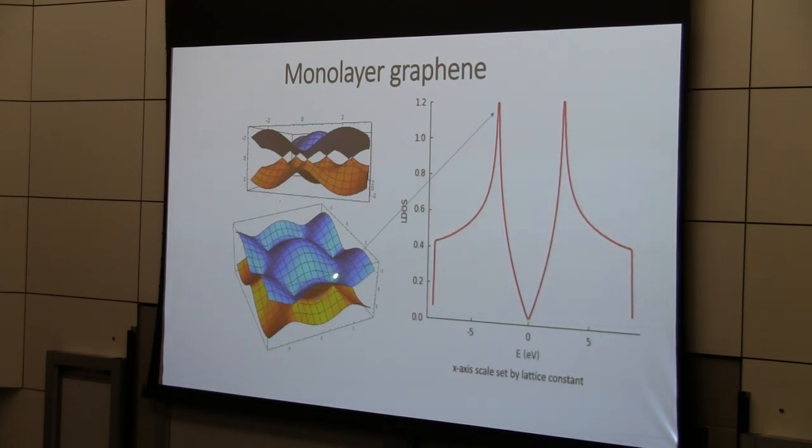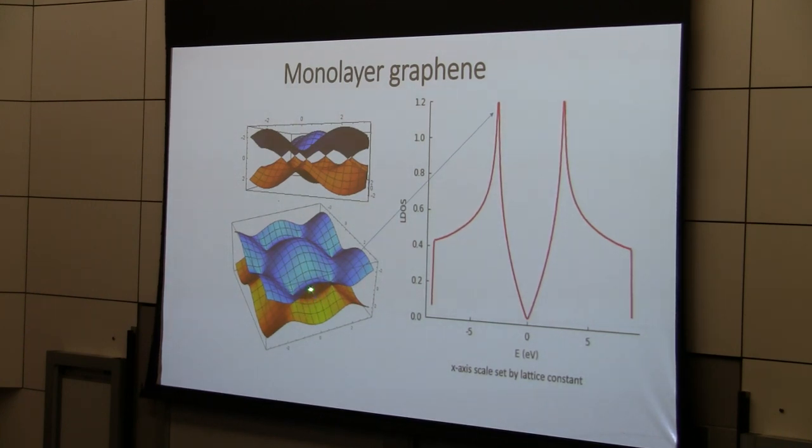And the interesting point that I want you to focus on is as you increase the energy, you will reach a particular point in the band structure right here, where the dispersion goes one way this way and the opposite way that way. So this is a saddle point in the band structure. And a saddle point in the band structure gives rise to a high density of states, the so-called Van Hove singularity. And so this is the overall density of states of monolayer graphene. It has a Van Hove singularity.